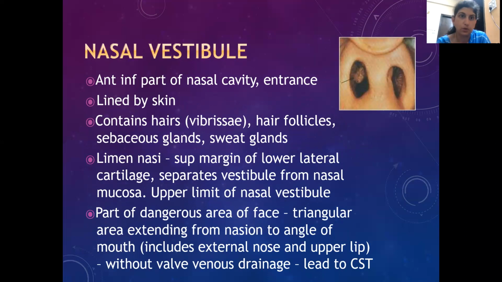The nasal vestibule. It is the anteroinferior part of the nasal cavity, which is lined by the skin, contains hair that is called vibrissae, hair follicles, sweat glands, sebaceous glands. Limen nasi is the superior margin of the lower lateral cartilage, which separates the vestibule from the nasal mucosa, and it forms the upper limit of the nasal vestibule.